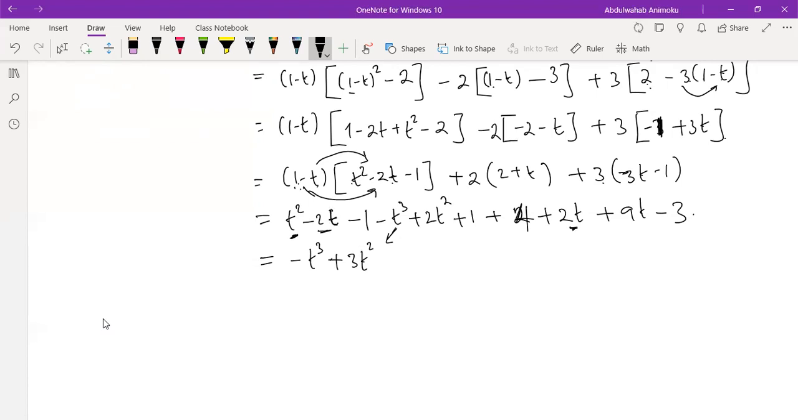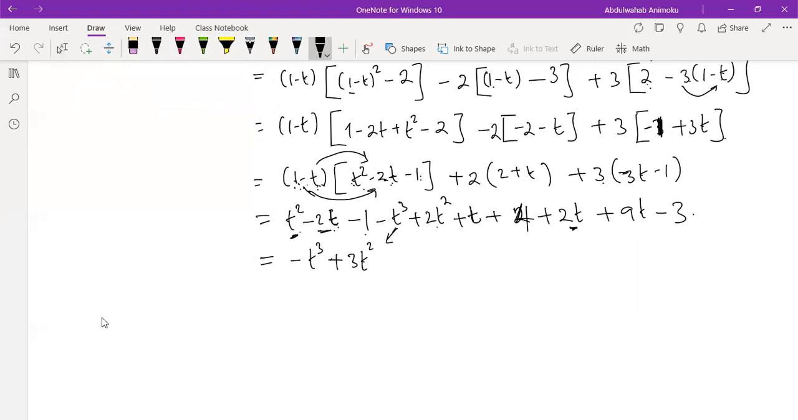I think I need to go through this multiplication again. So we have 1 times t squared, which is t squared, 1 times minus 2t is minus 2t, 1 times minus 1, which is minus 1. Then we have minus t times this, which is minus t cubed. Then minus t times minus 2t, that is plus 2t squared. Then minus t times minus 1, that is plus t. So this is plus t. Okay, good. So now let's do the last calculation.